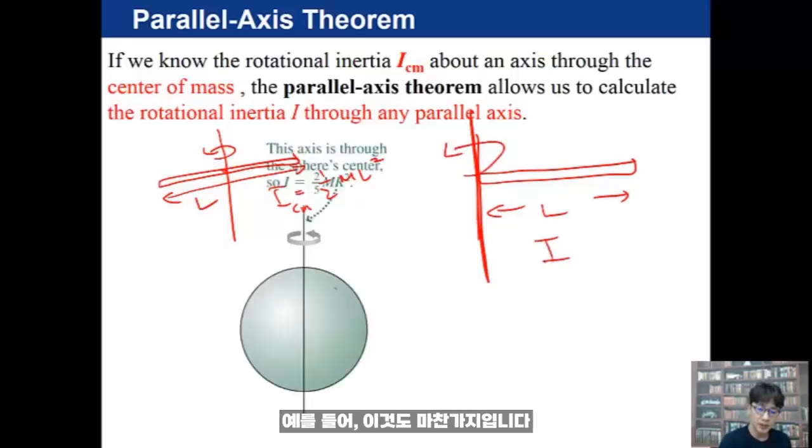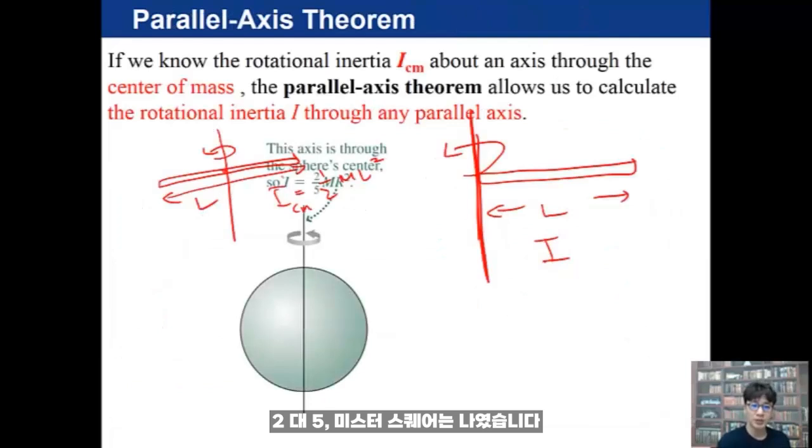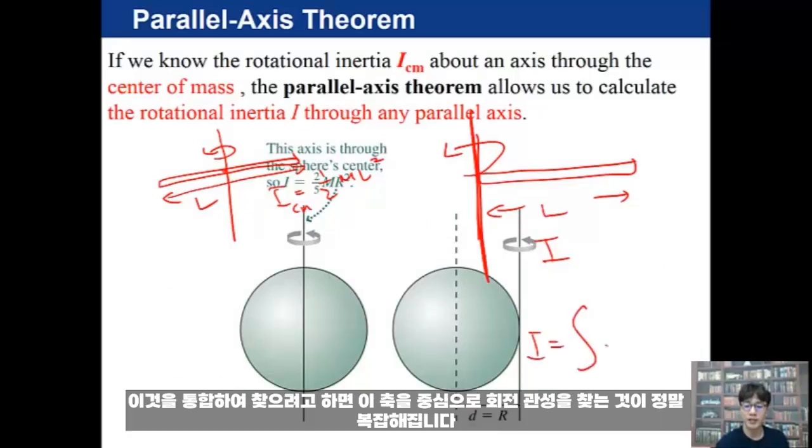For example, this solid sphere, 2/5 mr squared was I, right? What about through this axis? It's very, very complicated to integrate this. If you try to find this by integrating, it'll be really, really complicated to find the rotational inertia about this axis.